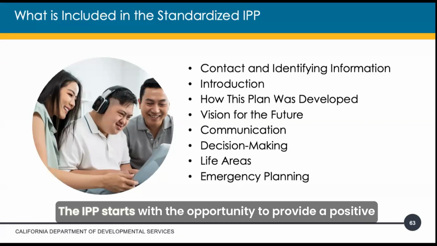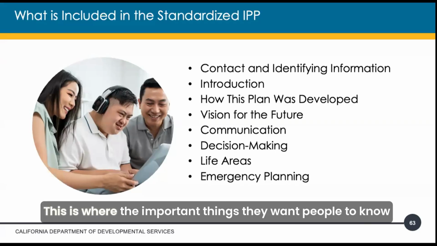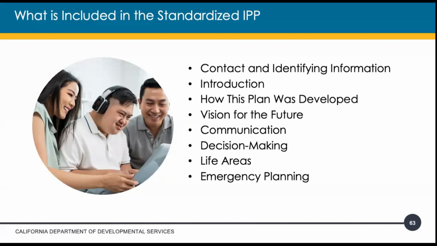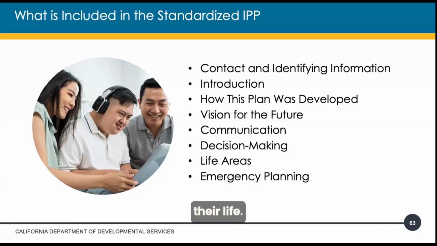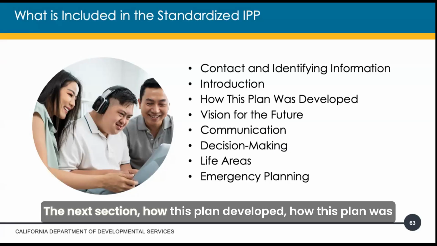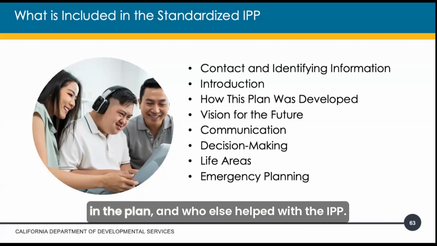The IPP starts with the opportunity to provide a positive introduction to the individual. This is where the important things they want people to know about them, what people like and admire about them, and what they are most proud of in their life. The next section, how this plan was developed, records where a meeting happened, the way an individual chose to participate in the plan, and who else helped with the IPP.